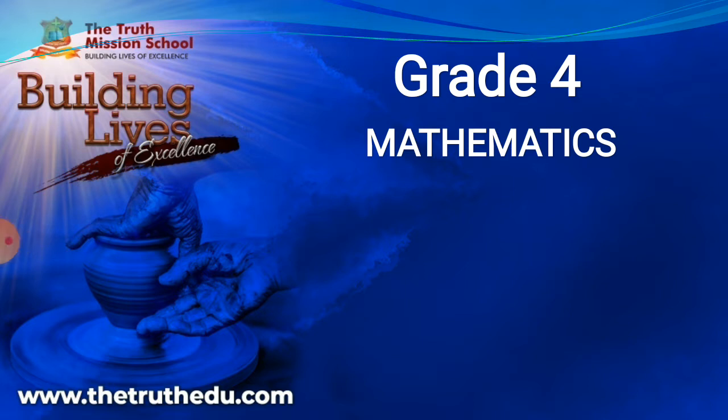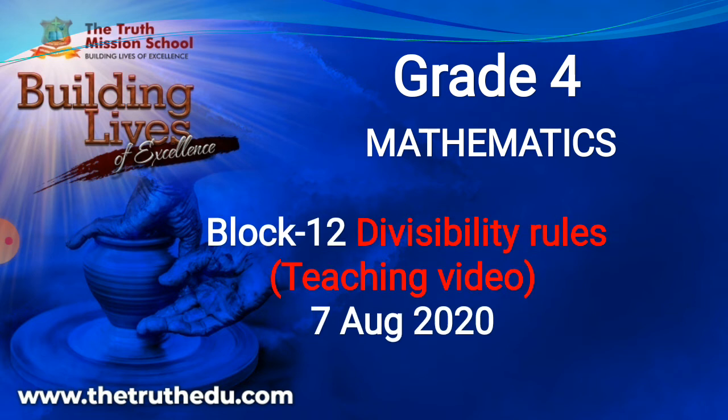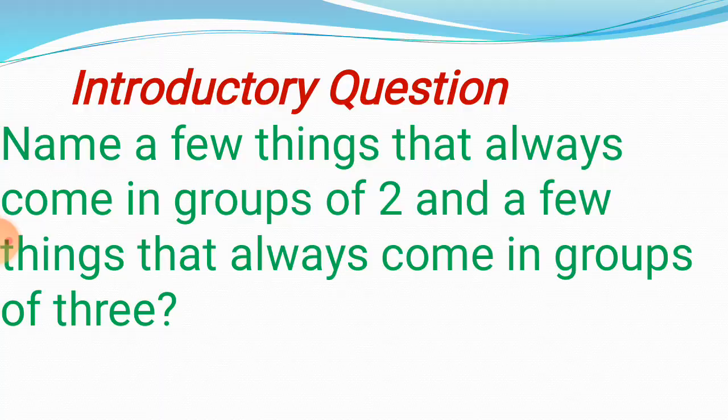Children, from today we are going to start block 12, divisibility rules. Children, to connect the subtopic, I have an introductory question for you. So my question is, name a few things that always come in groups of 2 and a few things that always come in groups of 3. Children, to get the answer, I have some questions for you.